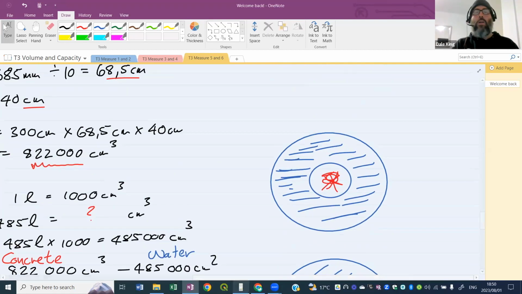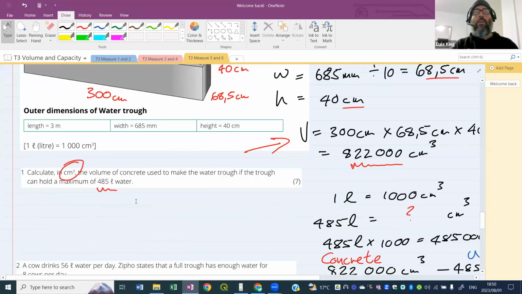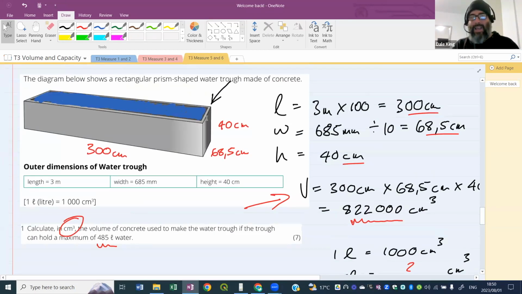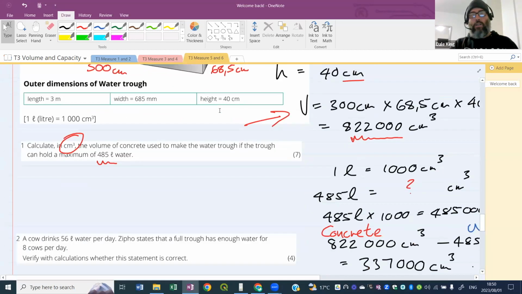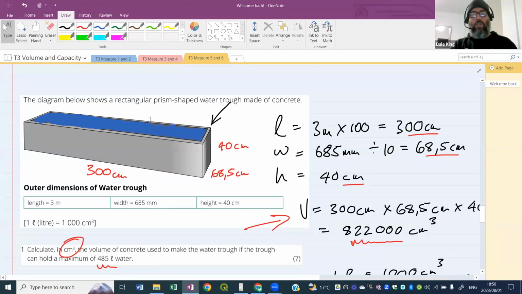So that's what they're asking here. They don't want a whole concrete block. They want the outer part of the concrete block. So there's a rectangular prism in the middle, which is a volume of water, and there's a bigger one on the outside. You must remove the two. Sometimes they'll actually give you dimensions for the inside of the trough and dimensions for the outside, and they'll say, what is the volume of concrete? Then you work out the rectangular prism on the inside, you work out the rectangular prism as a whole, and you subtract them.